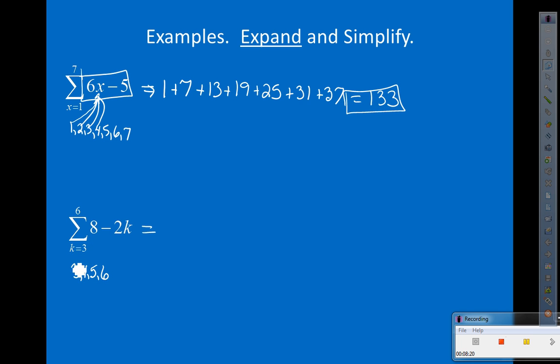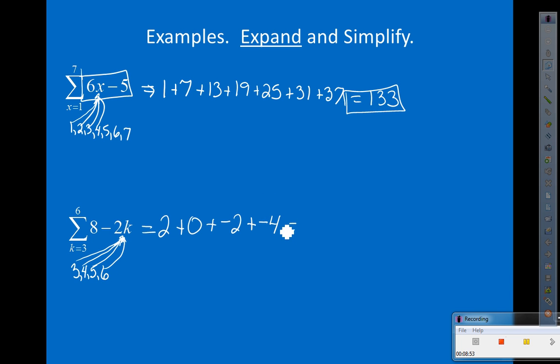So once again, this time you're going to start with a 3. And be careful where you plug that in at. So I'm going to go 8 minus 2 times 3 and get 2 plus. I'm going to plug in a 4. That's going to give me 8 minus 2 times 4 gives me 0 plus. Now when I run a 5 through there, 8 minus 2 times 5 is negative 2. And then when I run a 6 through there, 8 minus 2 times 6 is negative 4.